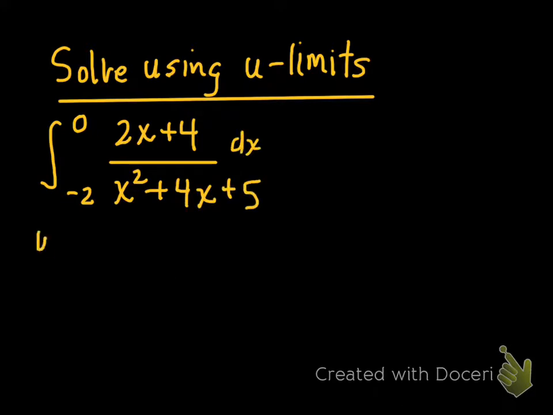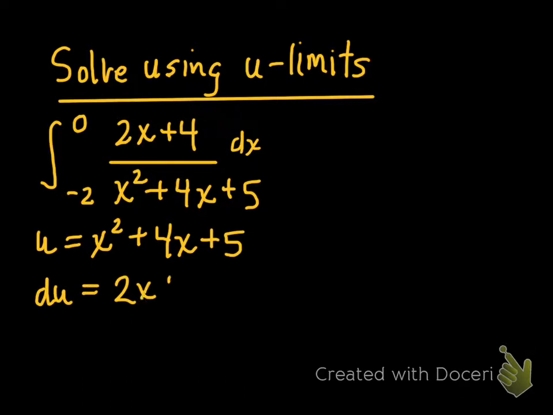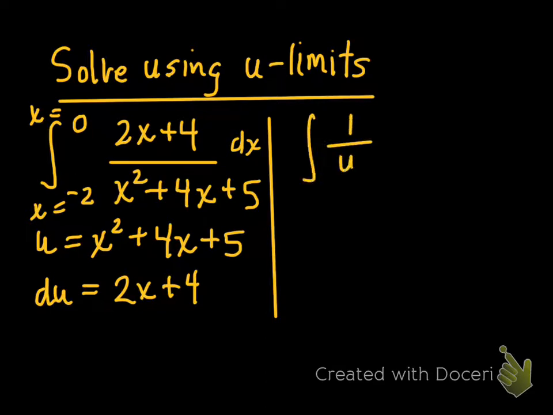We again set u equal to an inside function whose derivative appears. In this case, that is the denominator of the integrand. I take the derivative of u and arrive at du equals 2x plus 4. It's now time to rewrite my integrand in terms of u. Check this out. I still get 1 over u du.